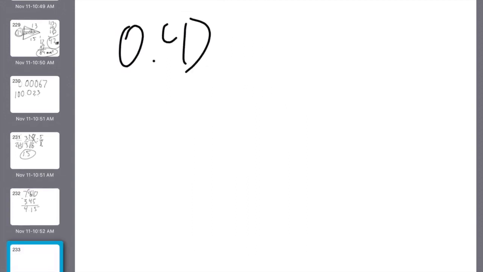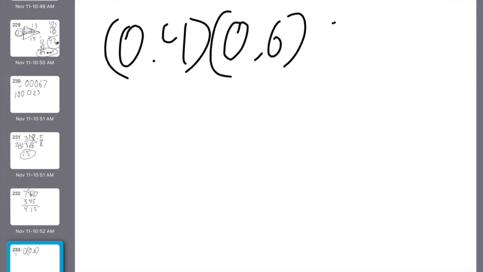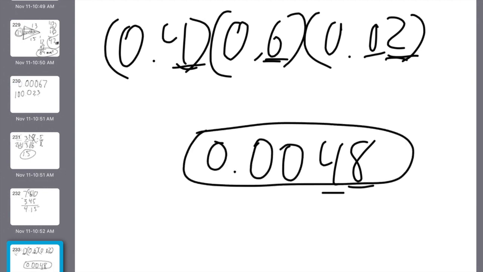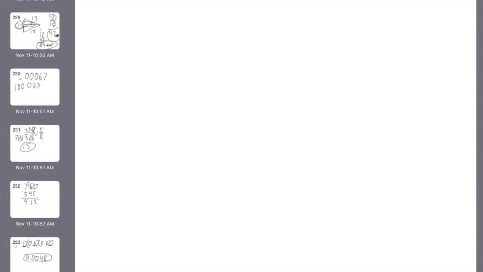22, I have 4 tenths, parentheses, times 6 tenths, parentheses, times 2 hundredths. Okay, 4 times 6 is 24, times 2 is 48. 1, 2, 3, 4, 1, 2, 3, 4, decimal point. So the math is a little bit easier, guys. I just have to count decimal points to make sure I get the right answer of 48 10,000ths.